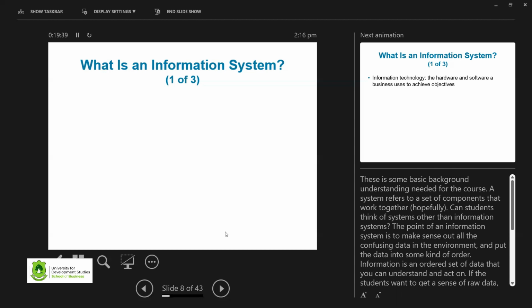Now I'm going to go a step further. So it means that data is a critical component of an information system. Do you agree? Data is a critical component of an information system. Okay, I turn it. Data is a critical component of an information system.